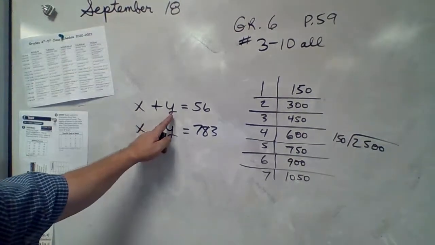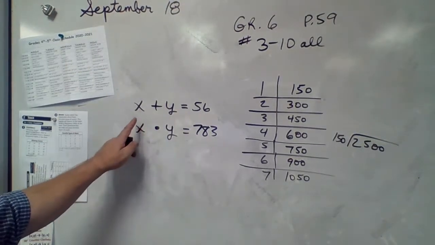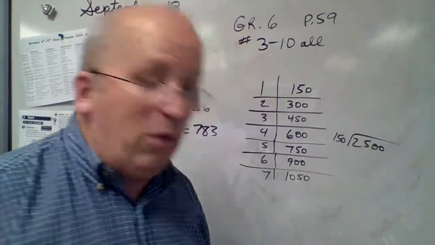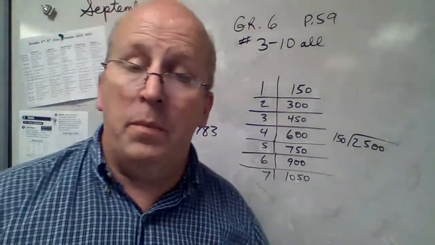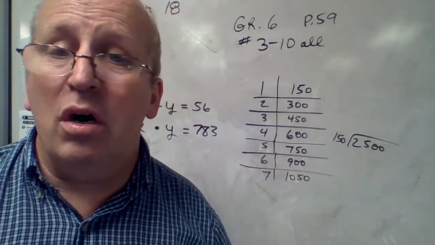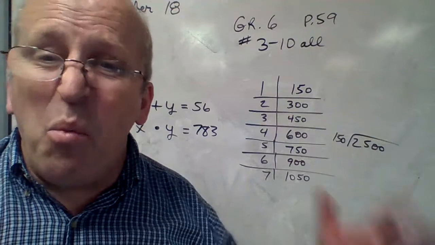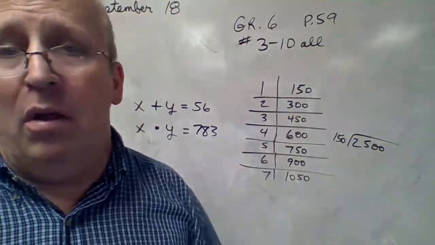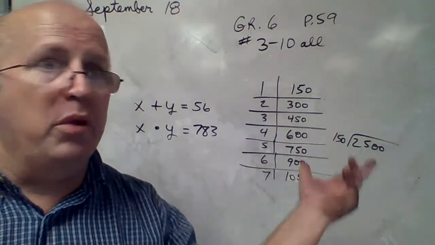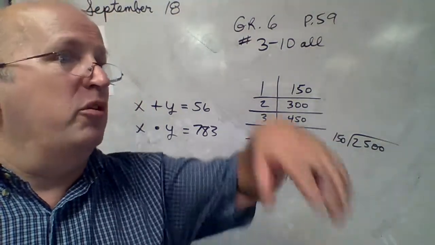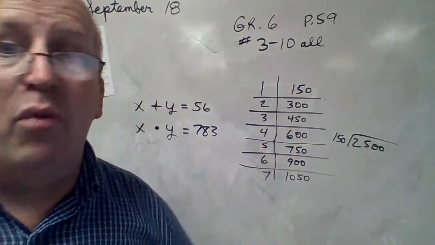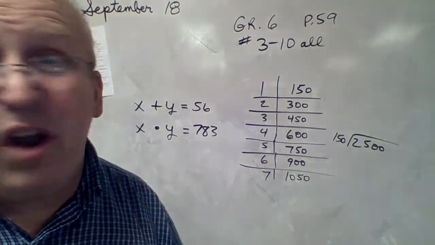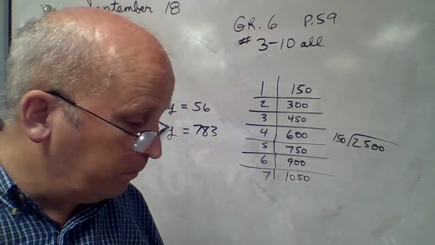2 numbers that add up to equal 56, and those same 2 numbers, when we multiply them, get 783. I will give you a clue on this one. The 2 numbers you're looking for are both somewhere between 20 and 30. So for example, the 2 numbers might be 23 and 25, or the 2 numbers might be 24 and 28. They're not smaller than 20 and they're not bigger than 30. I'll give you that clue.